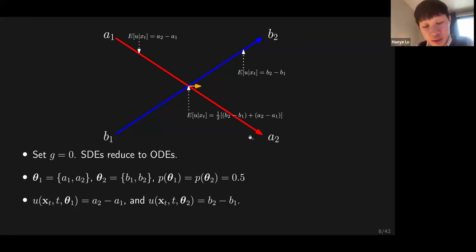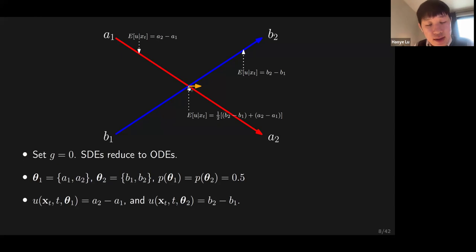And we have equal possibility to sample theta 1 and theta 2. Suppose we are at this point, all right? Then the only possible case to reach this point is to start from A1, and therefore the average drift will be the same as the conditional drift starting from A1.